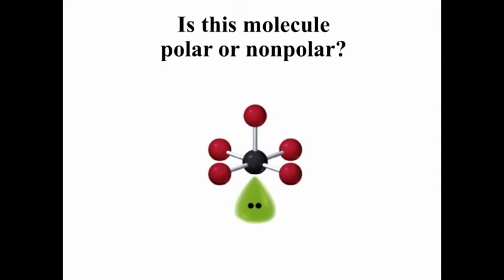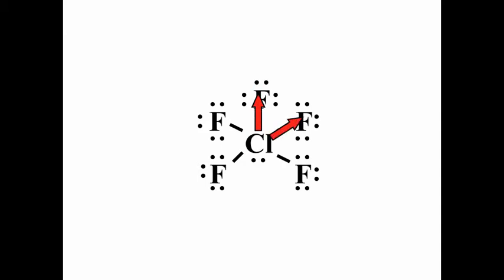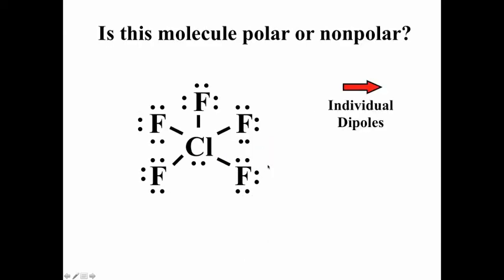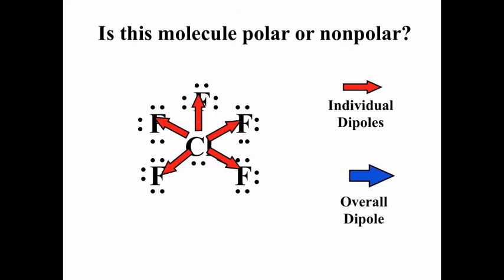And is this molecule polar or not polar? Well, if we go back to our Lewis dot structure and draw in individual dipoles, we note that chlorine is less electronegative, fluorine is more electronegative, and so we have 5 dipoles, and then the question is, do they cancel out or not? And notice we don't have a dipole to the lone pair, and so our individual dipoles don't completely cancel out, and we get an overall net dipole towards the top fluorine that we have drawn in this representation. So the overall dipole is that way.